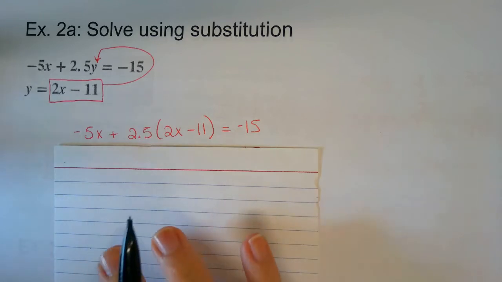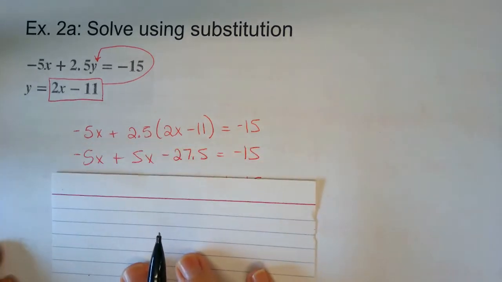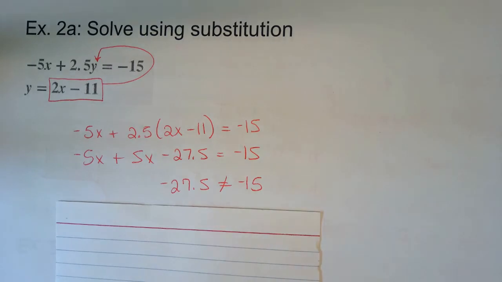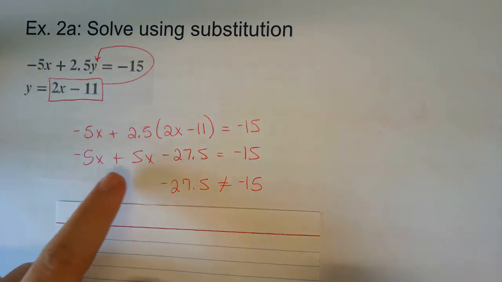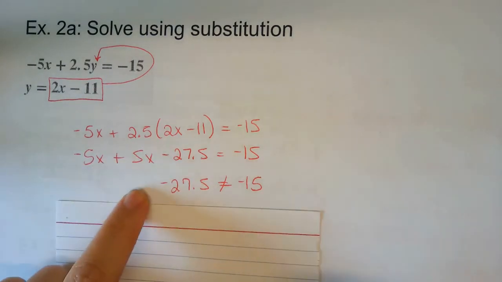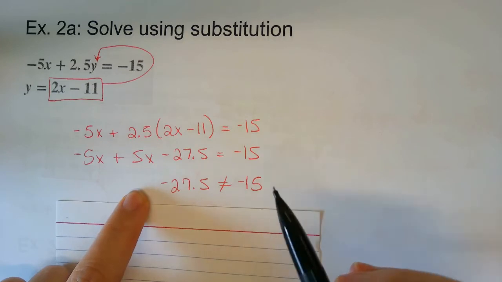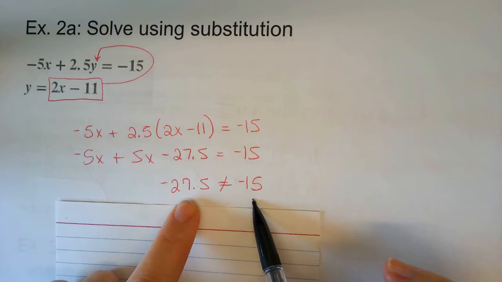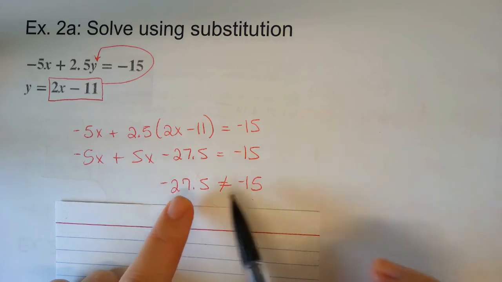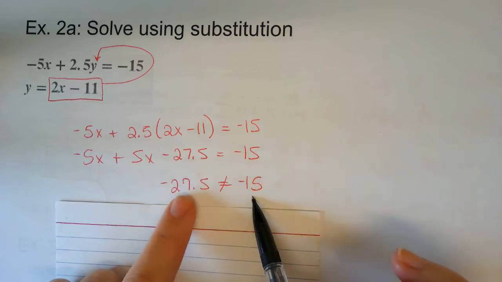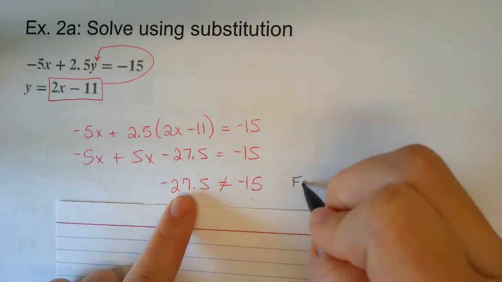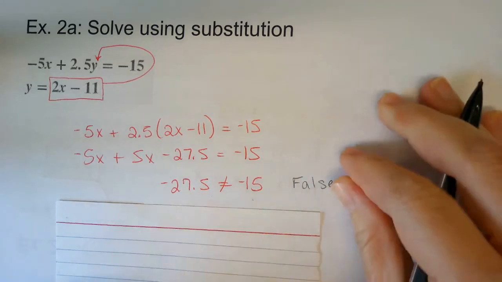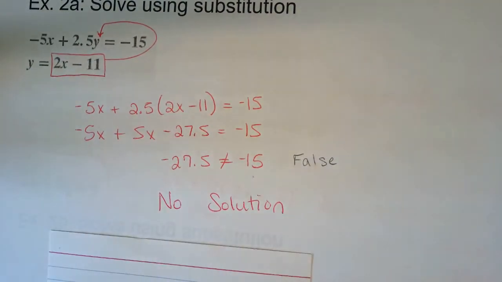So then I did my normal solving. So I distributed, and then I combined my x's. Once I combined my x's, I noticed that they canceled out and I didn't have any x's left over. If your variables cancel out, this is an option where it could be no solution or it could be infinitely many solutions. So since these are not the same, this is not a true statement. This is false. So therefore, since it's false, it is a no solution.